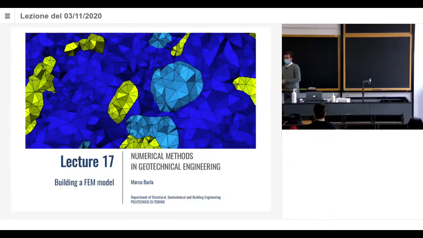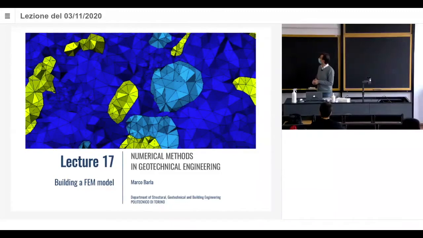So today we are going to discuss, you see the title of the lecture is Building a Finite Element Model. You may argue, well, we have been talking about that since the beginning. You're right, but we've been talking about that mainly from the theoretical point of view, in order to formulate the finite element equations, element equations, global equations, combining them and solving the system. We saw some solution strategies and so on.